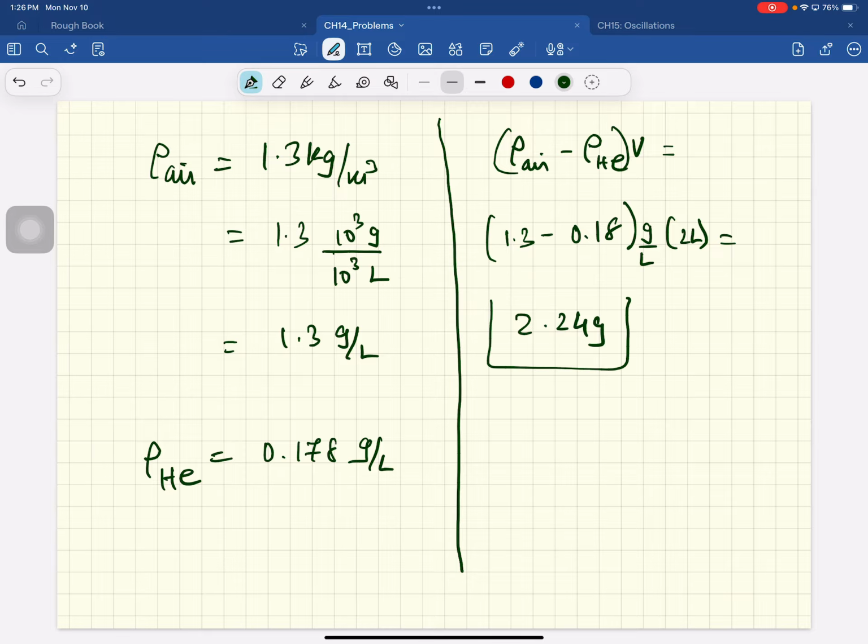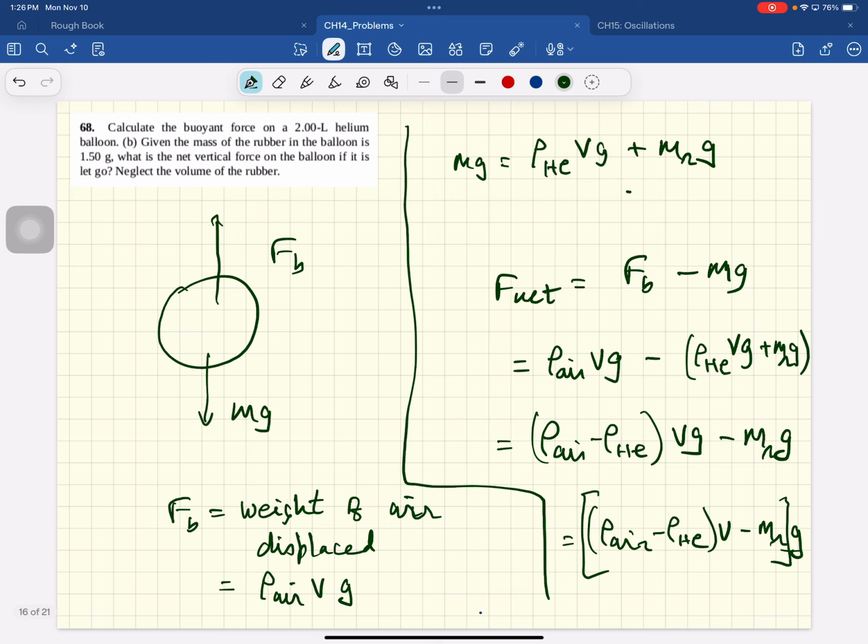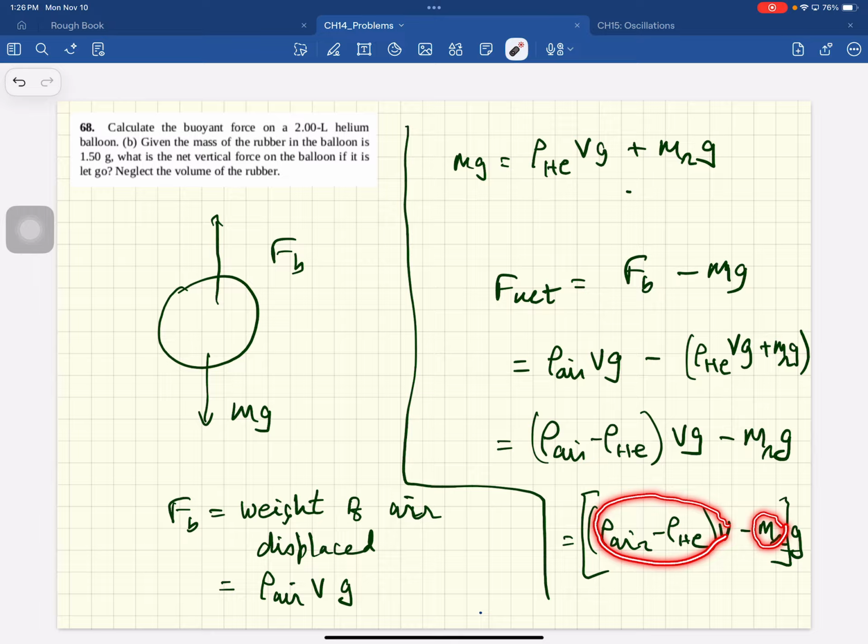So this is 2.24 grams. And you see, this term is 2.24 grams. What is the mass of the rubber balloon? 1.5 grams. So there's a net upward force, and so this balloon will rise.